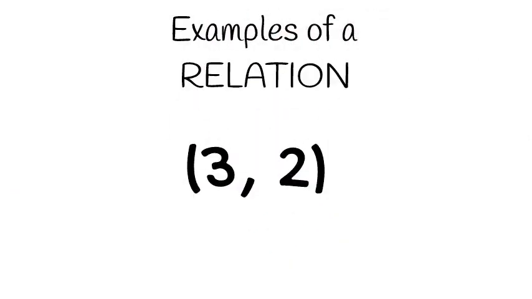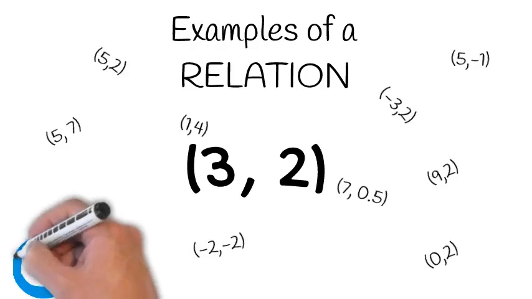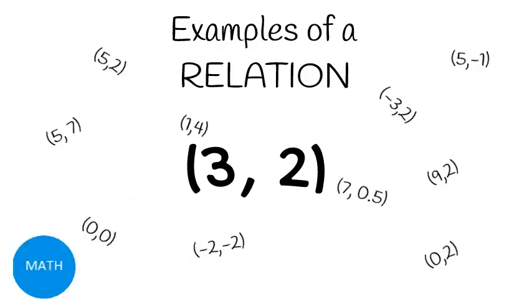Here are some examples of a relation. 3,2 is a relation. 5,7 is a relation. -3,2 is a relation. And all of these are relations.